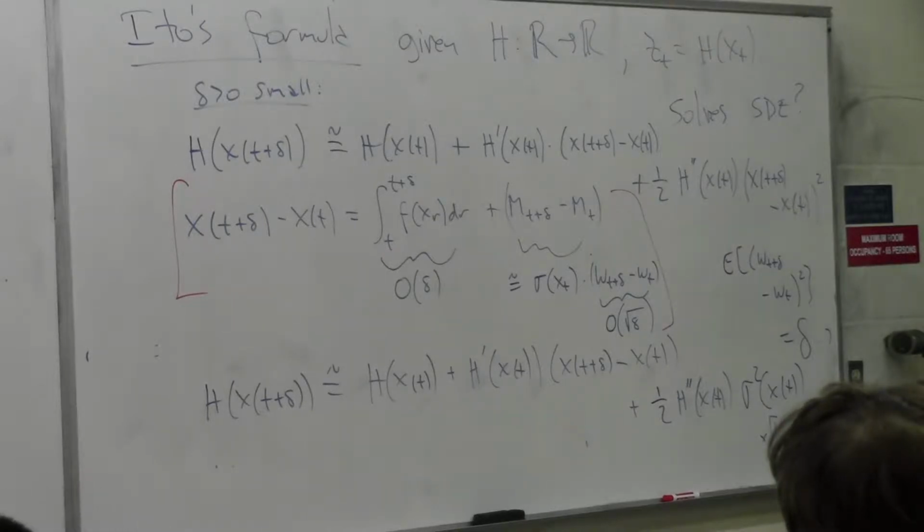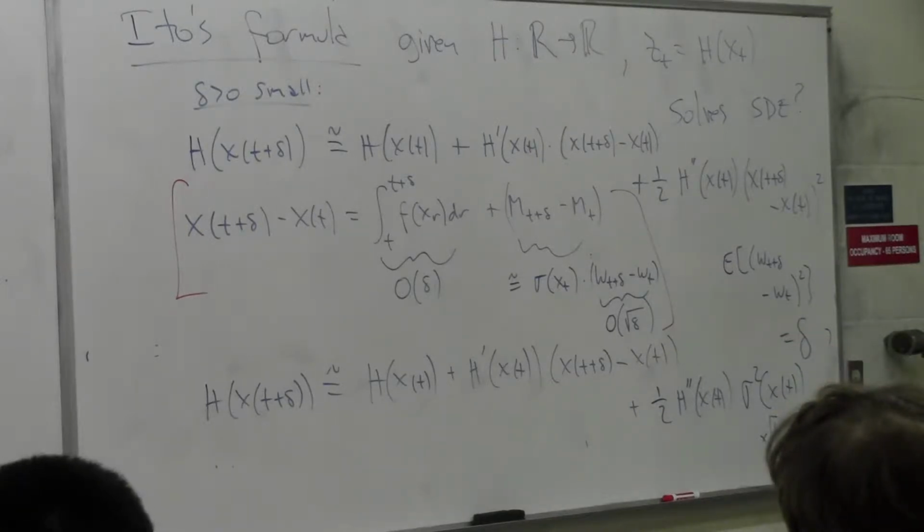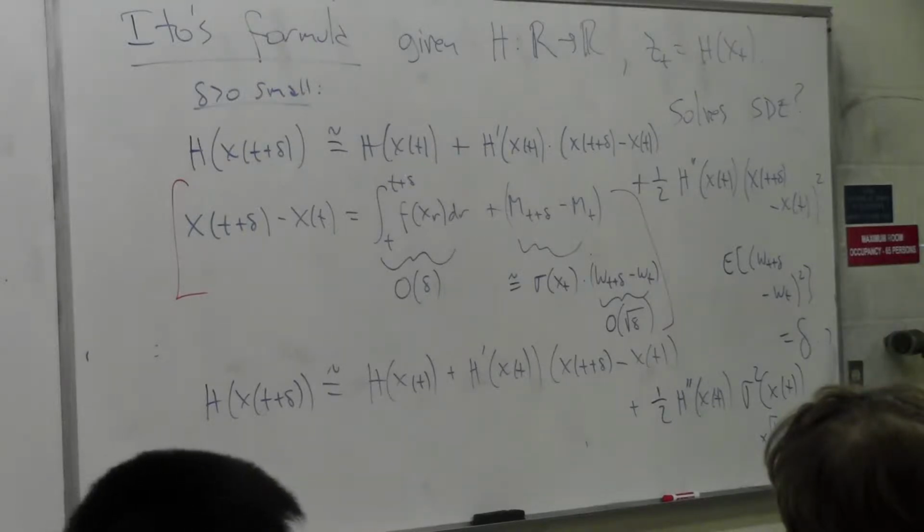Well, what ends up happening is you're summing a bunch of almost independent random variables, all of which have a variance of delta. And sigma of xt times delta. And with a lot of work, you can show this actually becomes deterministic. I mean, the noise here is gone.